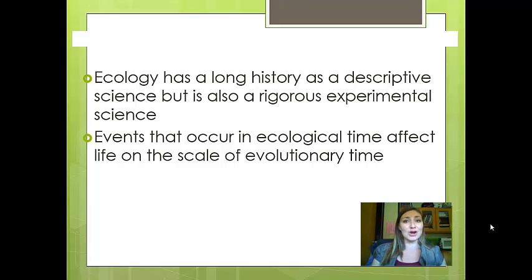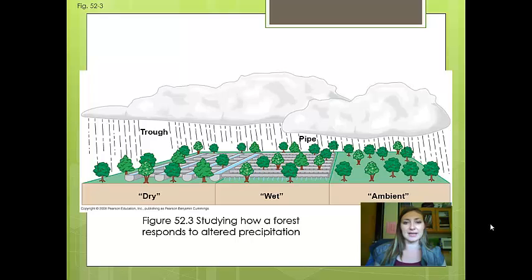Ecology has a very long and colorful history. In the past it has been a very descriptive science, but in recent years it's become a pretty rigorous experimental science. So we're learning ways that we can run full-scale experiments that prove some of the observations that we've made throughout ecology's history. Events that occur in ecological time affect the scale of evolutionary time. So by studying ecology and organisms within a geographic area, we can really get an idea of what's being selected for and what changes occur over a larger time scale.